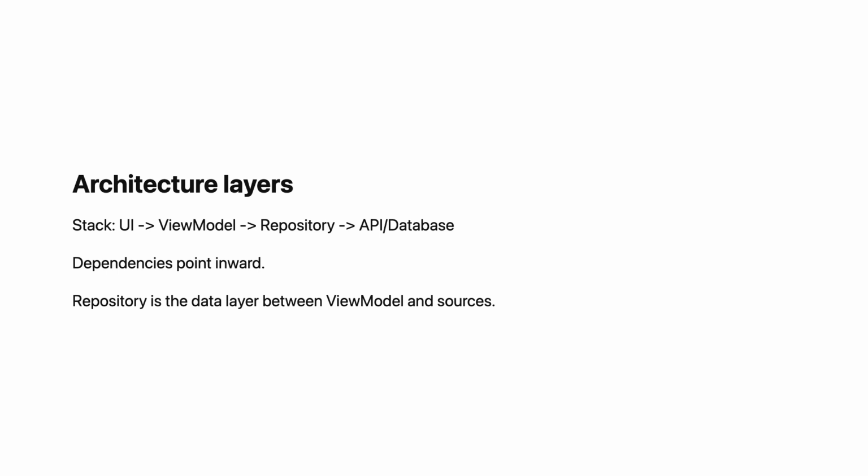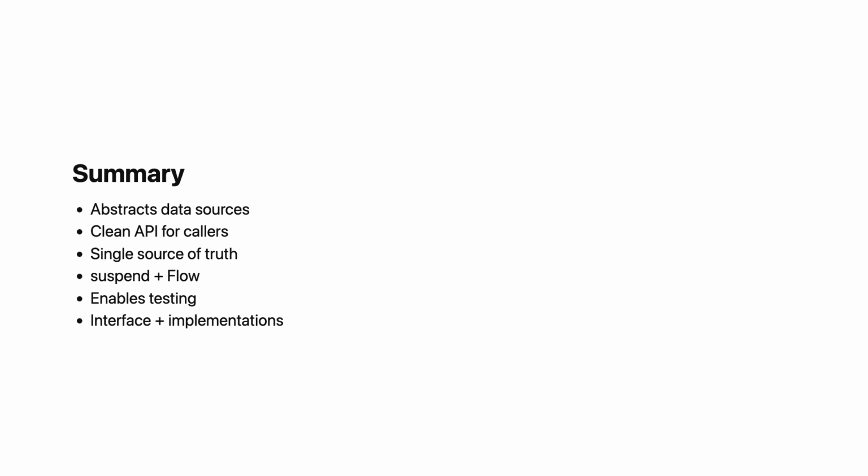Repository sits between model and data sources. UI talks to view model. View model talks to repository. Repository talks to API and database. Dependencies point inward. Repository does not know about view model. API does not know about repository. This layering makes each component testable and replaceable. Compose UI to view model to repository to data sources.